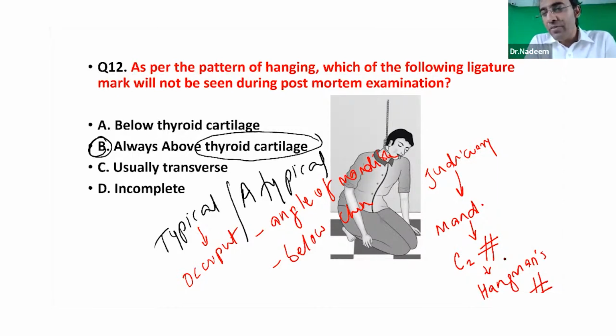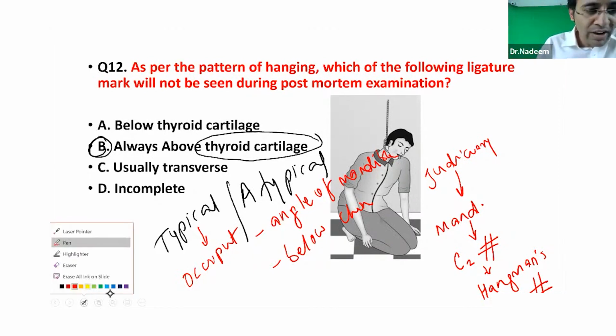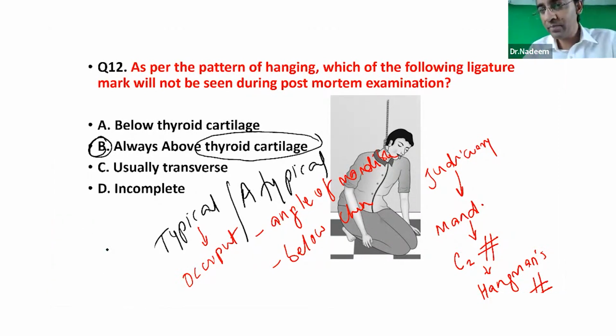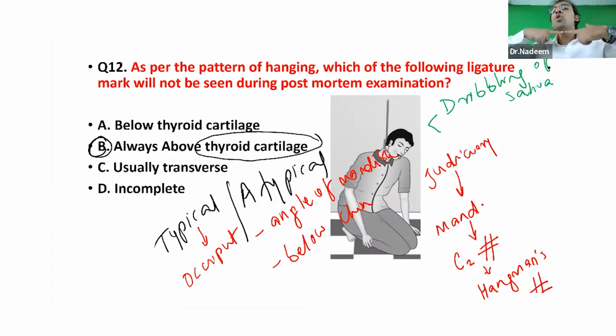So hanging is a type of asphyxia, right? Now, if I ask you, what is the surest sign of ante-mortem hanging? Can you answer me? Dribbling of saliva. Dribbling of saliva is the surest sign of ante-mortem hanging. Because when a rope or ligature material is applied over here, there will be irritation over the salivary glands. Because of that, there will be dribbling of saliva.